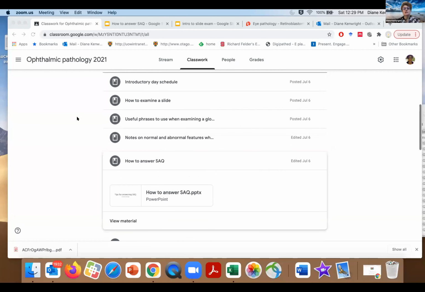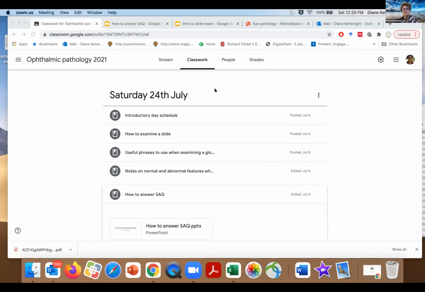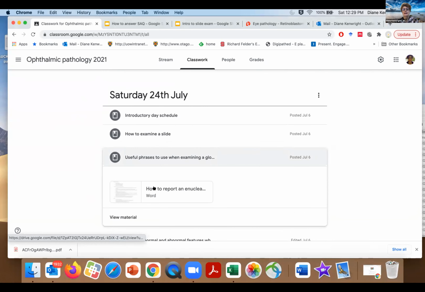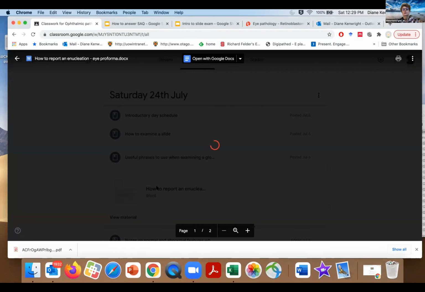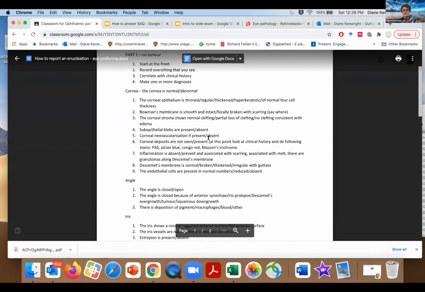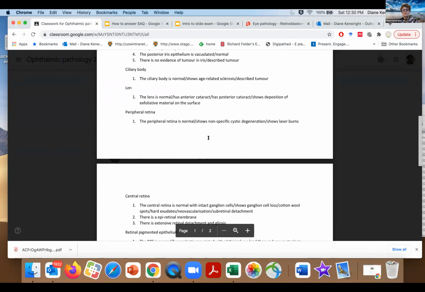And bring to your attention, on Saturday, the 24th of July, these documents that you should perhaps print out or have with you when you're answering some questions. Useful phrases to use when examining a globe. These are good for your questions when you're answering them. I'm not going to read these out to you. These are your reference material.